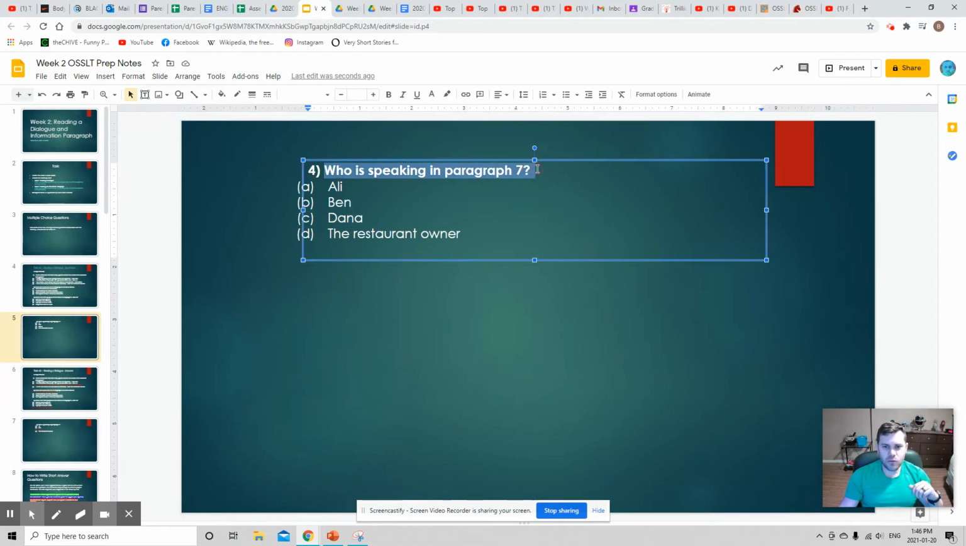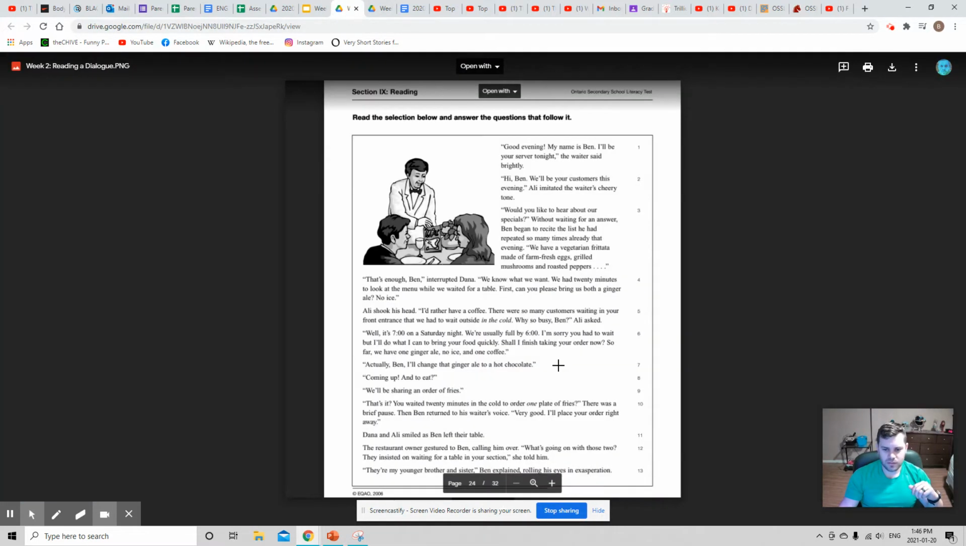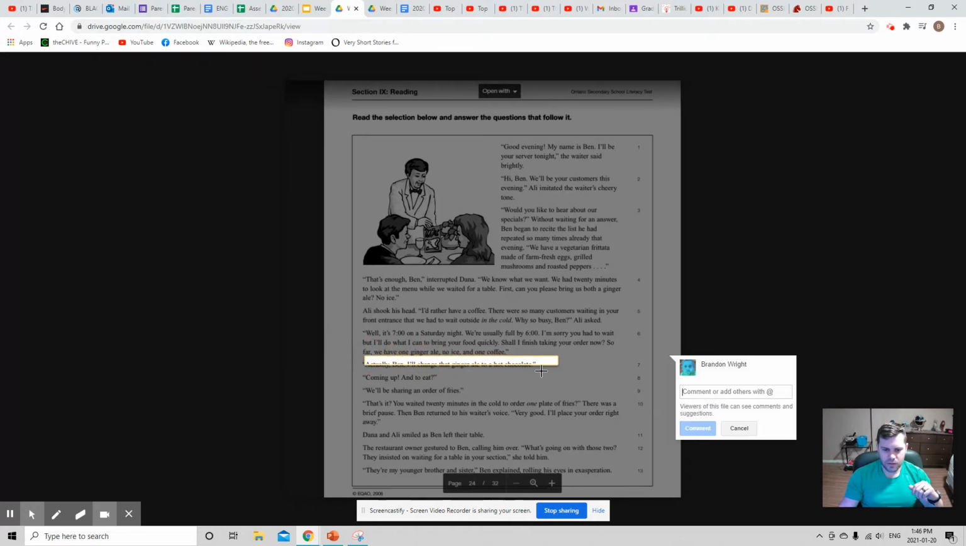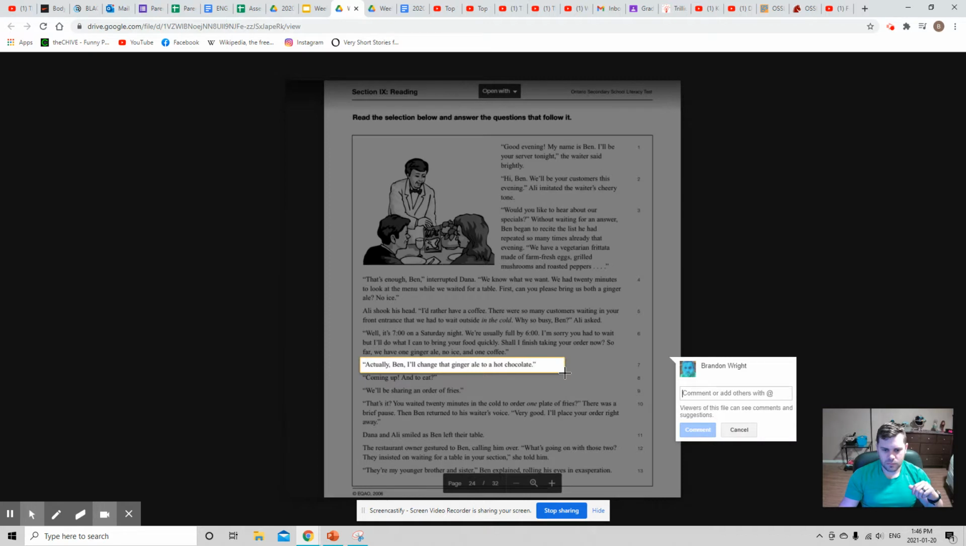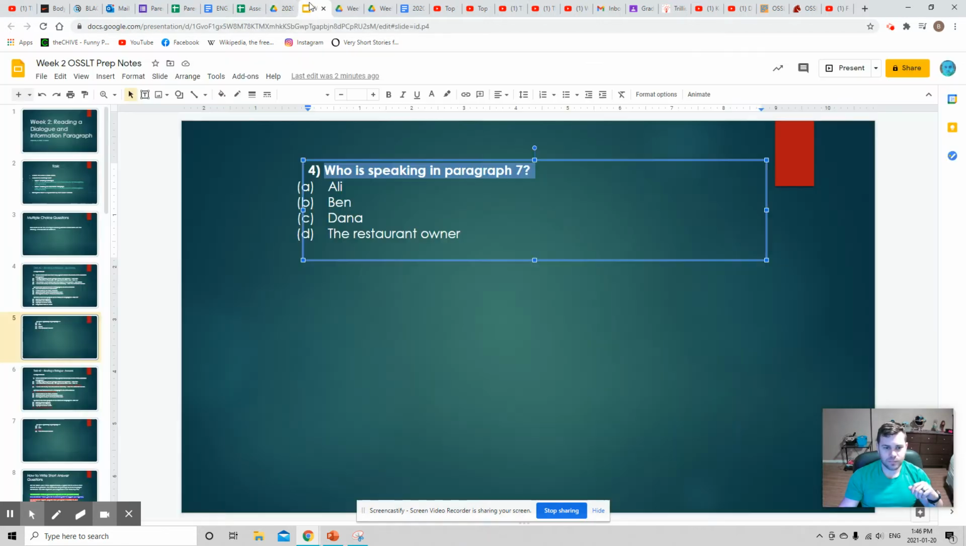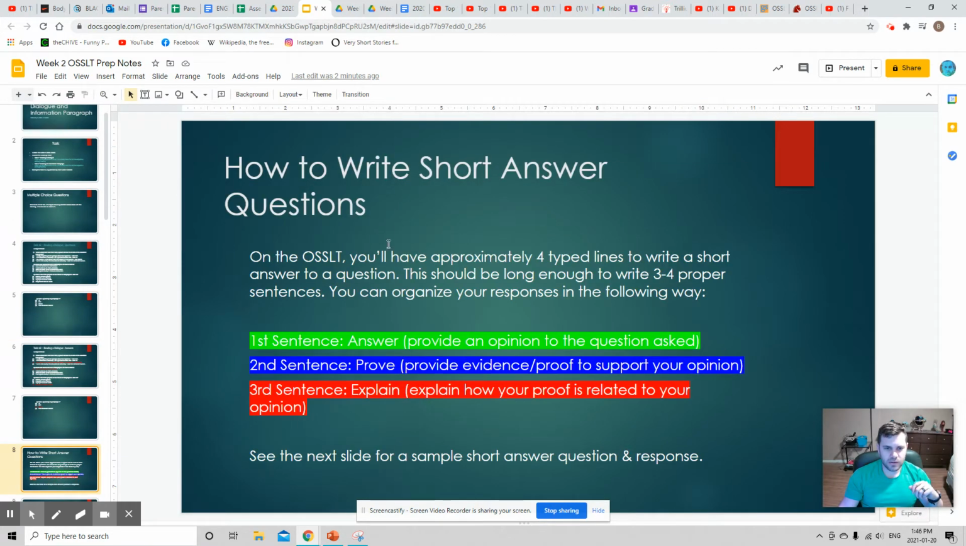Then finally, tell me who is speaking in paragraph 7. Even though it says paragraph 7, it's simply just 1 line. So tell me who's speaking there. Answers are on 6 and 7.